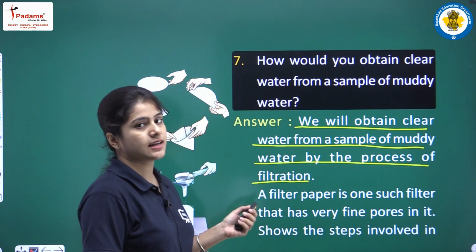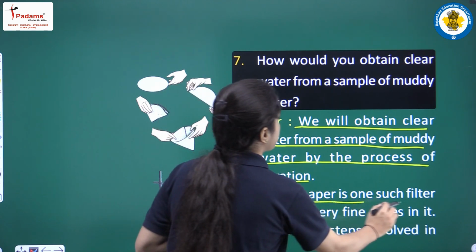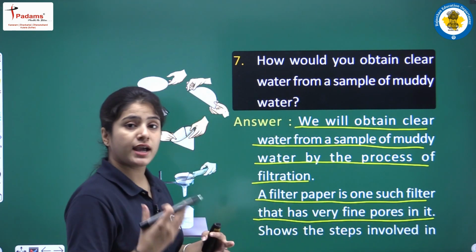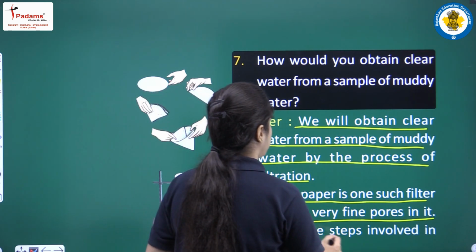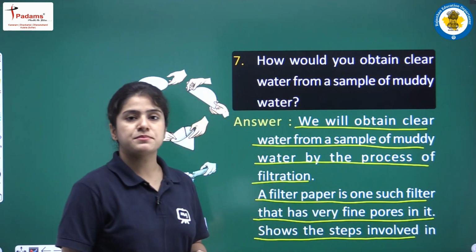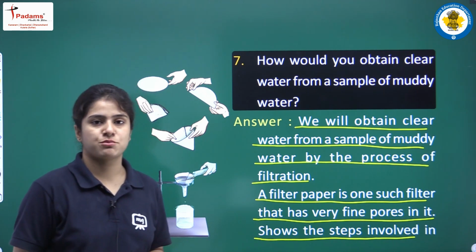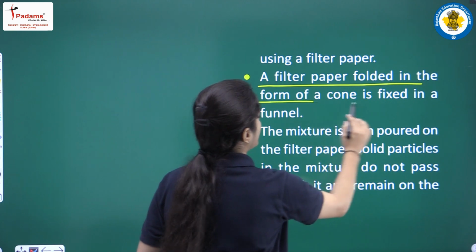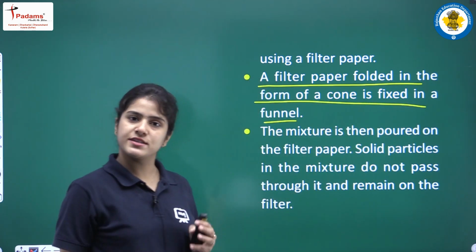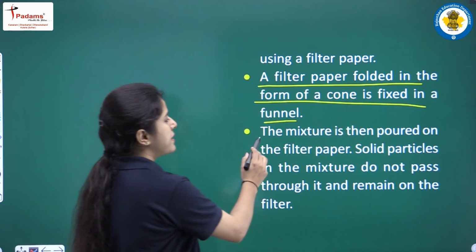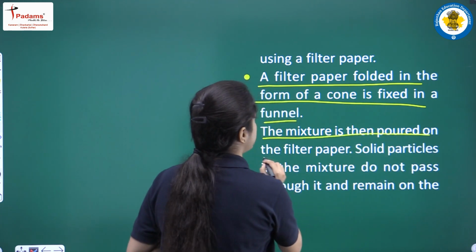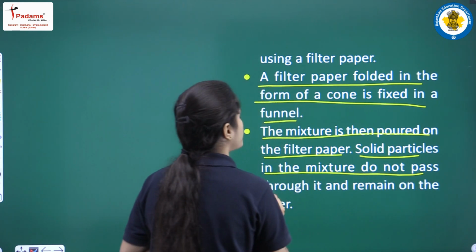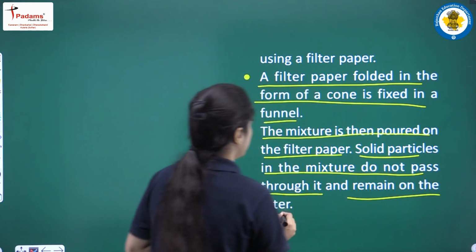Okay, we have discussed in the last class. A filter paper is one such filter that has very fine pores in it. It shows the steps involved while doing the filtration process. First, a filter paper folded in the form of a cone is fixed in the funnel. Then the mixture is poured on the filter paper. Solid particles in the mixture do not pass through it and remain on the filter.